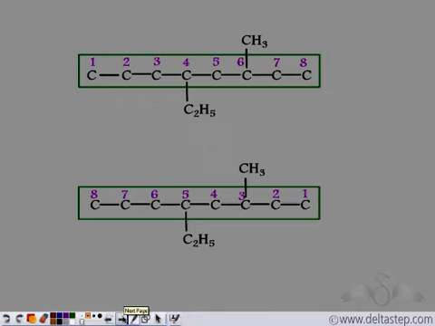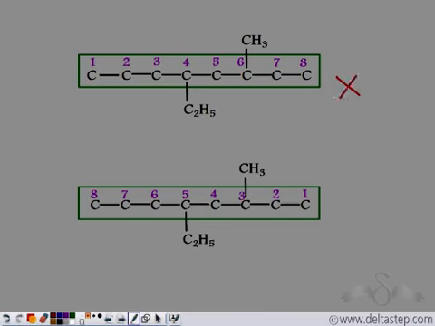So this is the longest carbon chain in both the cases, and we can start the numbering either from left or from right. If we start the numbering from left hand side, we see that the first substituent is encountered at the fourth position. And if we start the numbering from the right hand side, the first substituent is encountered at the third position. So according to the rule, the lowest number has to be given to the substituent. So we cannot use this.